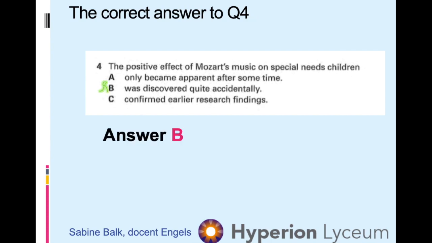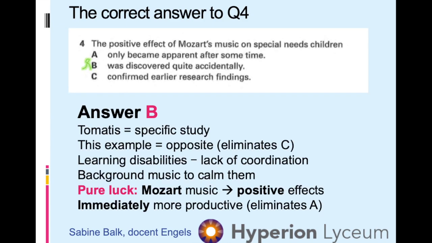Answer B. That is your answer. I hope you got it right. Some notes to explain. At the beginning of the clip, they mentioned Tomatis' study being very specific, and they are comparing it to this example, which is the opposite. That eliminates answer C. Learning disabilities are mentioned, a lack of coordination, background music to calm the kids in question, and then they talk about it being pure luck that they discovered that Mozart's music had positive effects. Afterwards, they say that immediately they saw more productive children, and that eliminates answer A. So that is why answer B is the best answer.